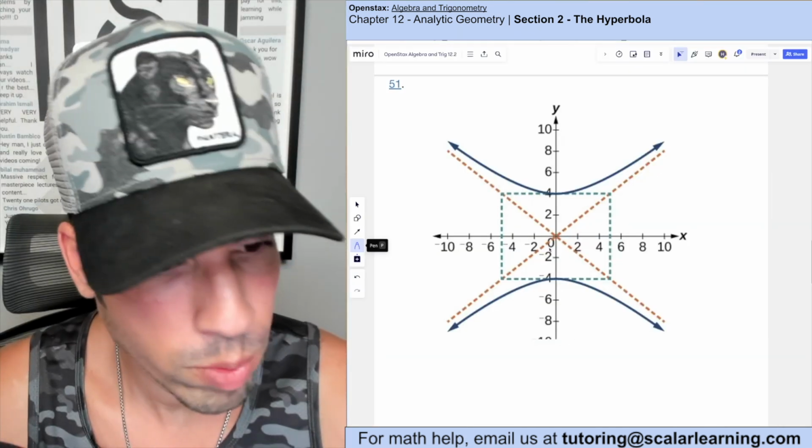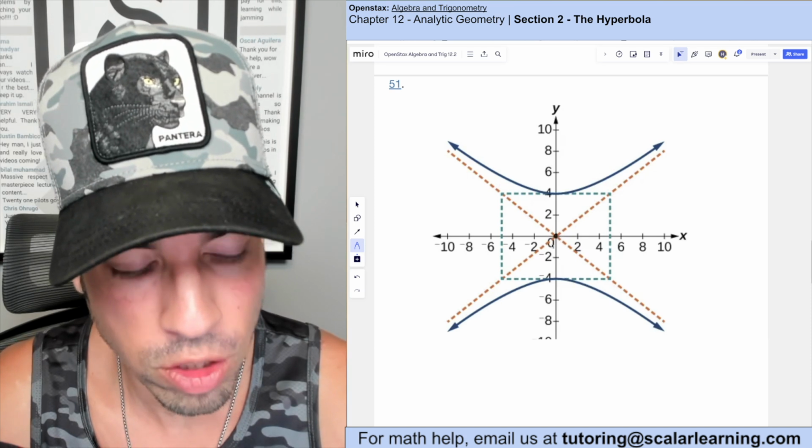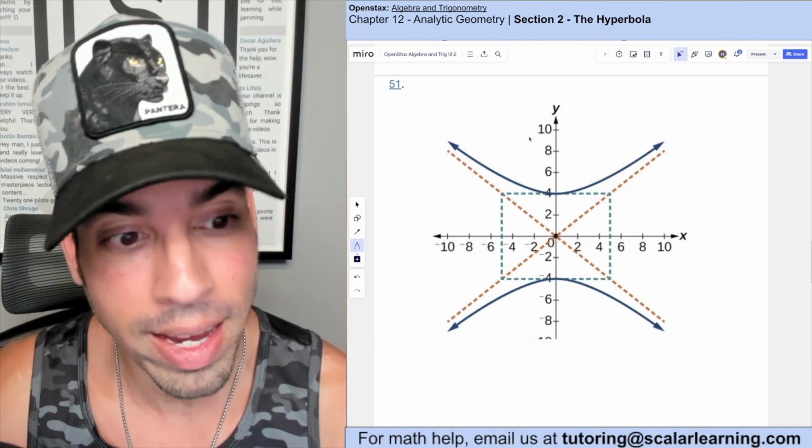Done. So for this one, we're going to use the graph to find the equation. The first thing that's great is I can see that my center is at 0, 0, and it's going up, down.